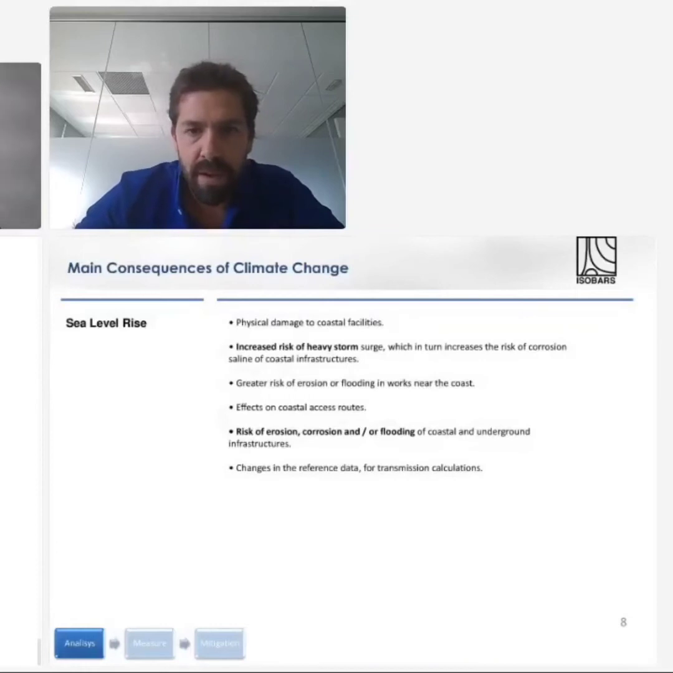Okay. And the fourth one is the sea level rise. Well, this is a huge impact. With the new measures and with the new studies, you can be more aware of these possible consequences. The biggest issue here is the increased risk of heavy storms because of the change of temperatures, and the risk of erosion or corrosion of the coast and the infrastructure.